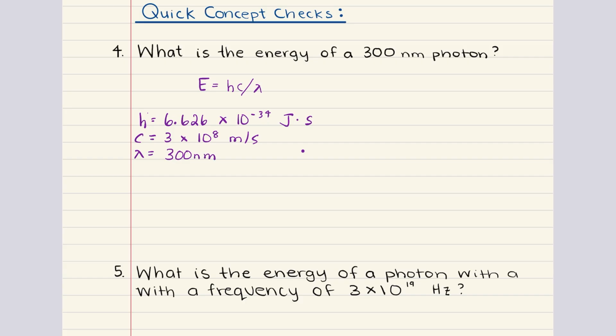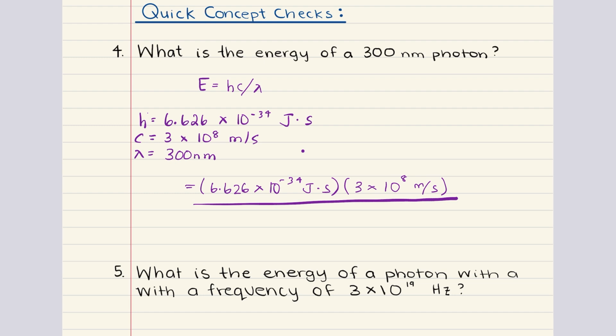So let's go ahead and plug these values into the equation. This gives us 6.626 times 10 to the negative 34 joules times second. That's going to be multiplied by the speed of light, 3 times 10 to the 8 meters per second. And that's going to be divided by the wavelength, which we're given as 300 nanometers.